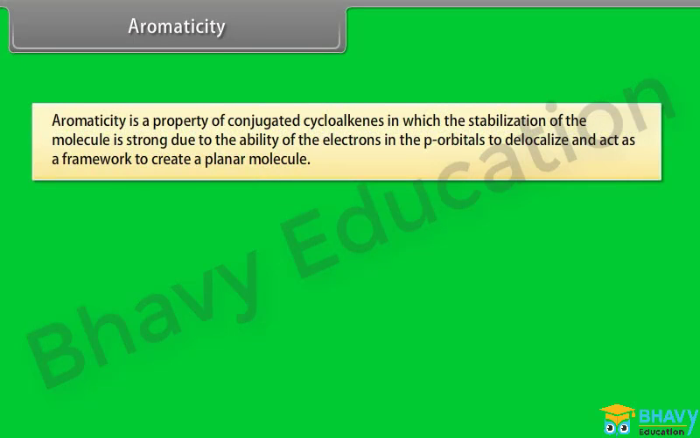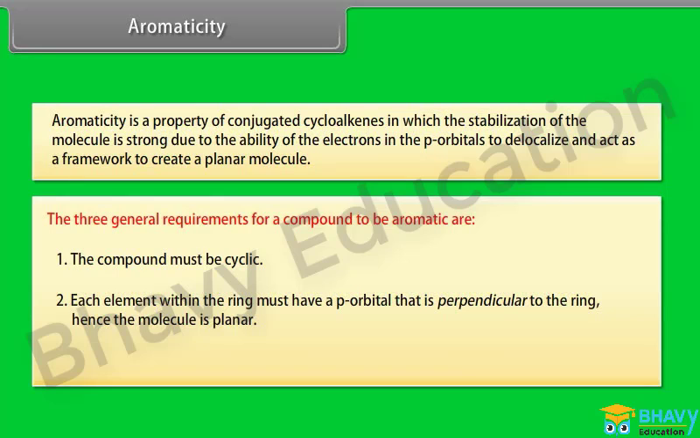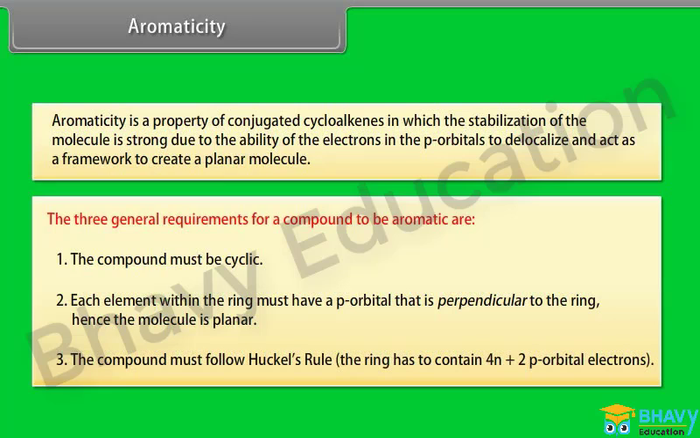Aromaticity. Aromaticity is a property of conjugated cycloalkenes in which the stabilization of the molecule is strong due to the ability of the electrons in the p orbitals to delocalize and act as a framework to create a planar molecule. The 3 general requirements for a compound to be aromatic are: 1. The compound must be cyclic. 2. Each element within the ring must have a p orbital that is perpendicular to the ring, hence the molecule is planar. 3. The compound must follow Huckel's rule. The ring has to contain 4n + 2 p orbital electrons.